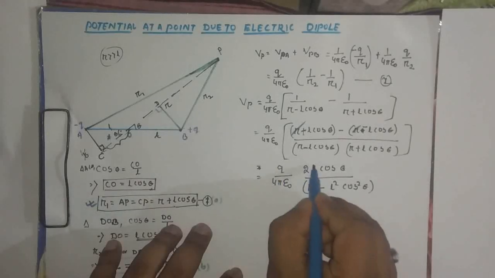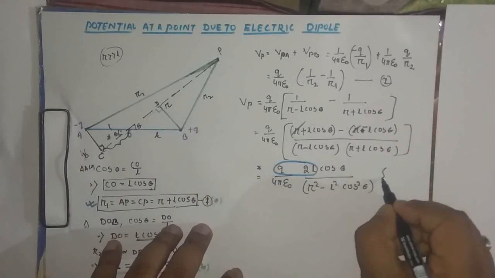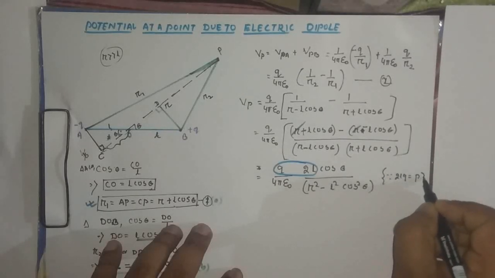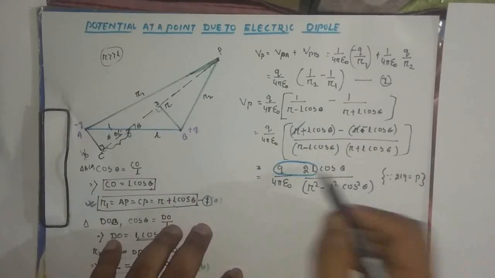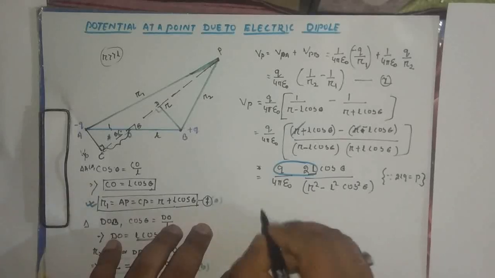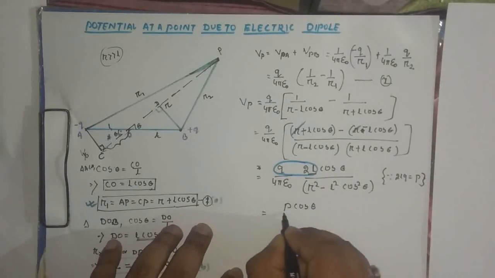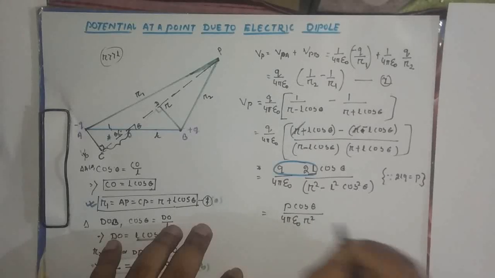And as we know, 2Lq, yes, you are right, that is electric dipole moment. Let me write it here. Since 2Lq is electric dipole moment, potential is scalar, no need to focus it. 2L is the dipole length, q. So I can write it here, p cos theta by 4 pi epsilon naught. I will write here r square.